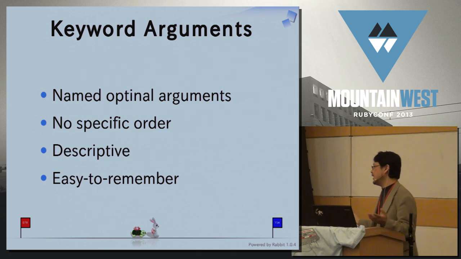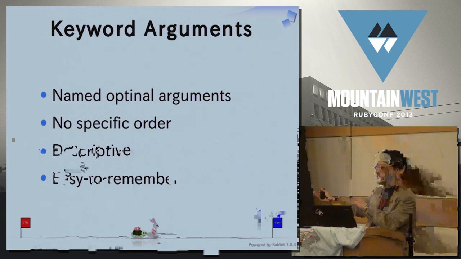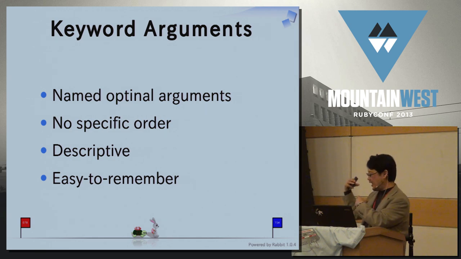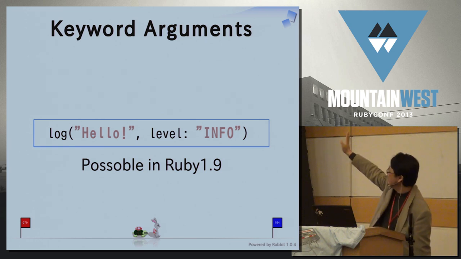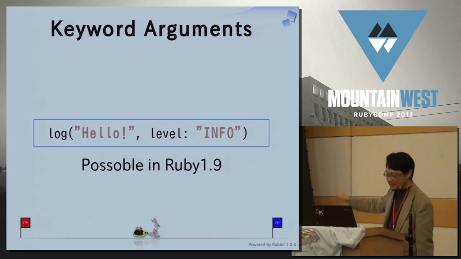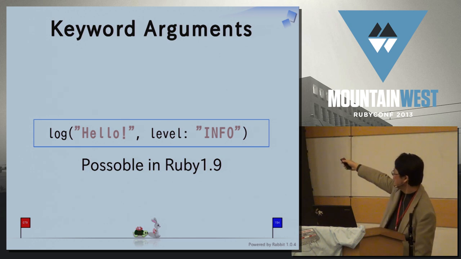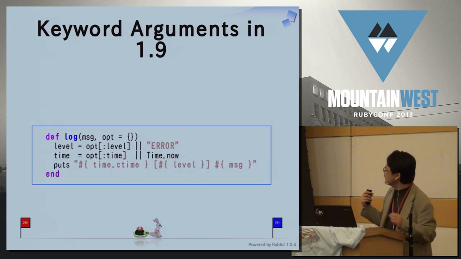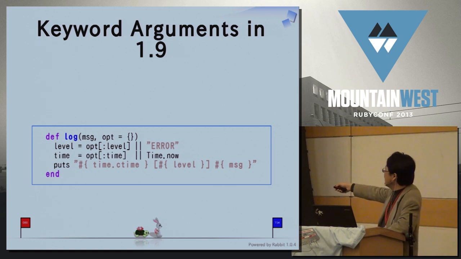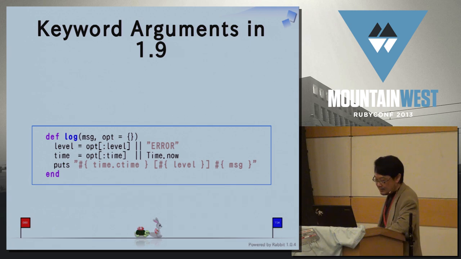This is kind of like the new hash literals put at the end of the argument list, like this. So you call the log method with an argument and a label, the named argument. It is possible in Ruby 1.9, which has the new hash literal, but to use keyword arguments in 1.9, you have to decompose the hash by yourself. This is kind of tedious, and some parts of Rails use that kind of keyword arguments already.